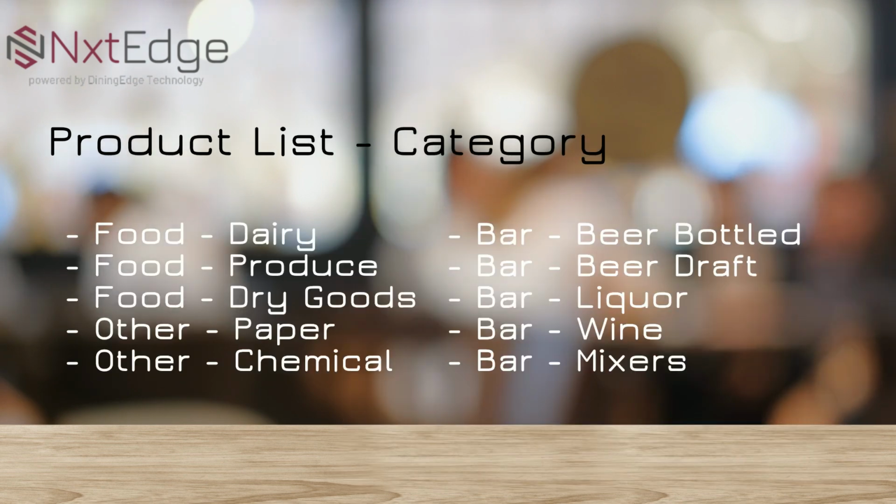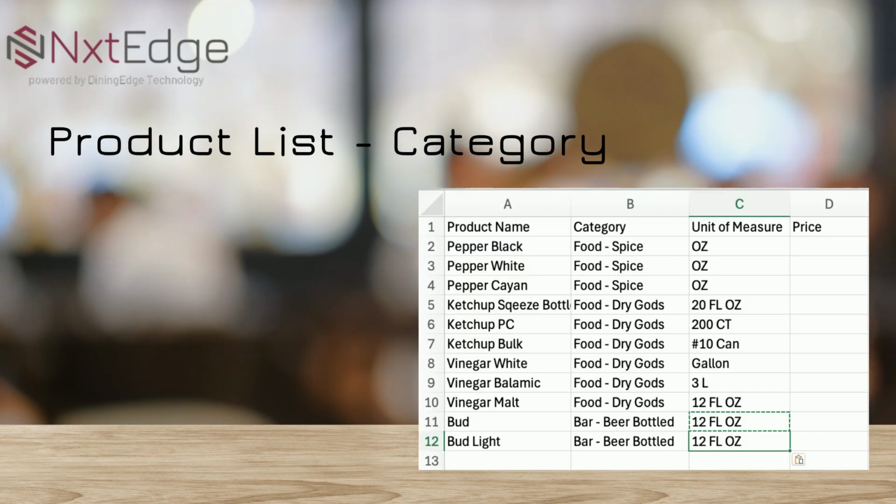Next, let's talk about categories. Use clear and broad category names to make reporting easier. Common examples include dairy, produce, meat, poultry, dry goods, liquor, beer, wine, and paper goods. If you're tracking both food and bar items, start the category name with food or bar to keep sections distinct. For example, food-dairy or bar-wine. Remember, categories are listed alphabetically in reports, so name them with that in mind.